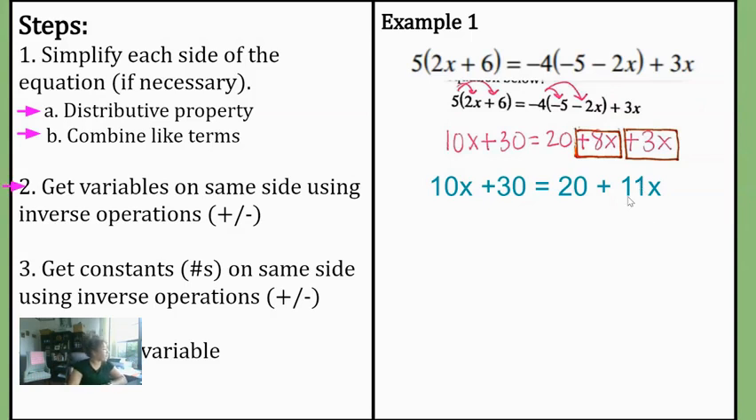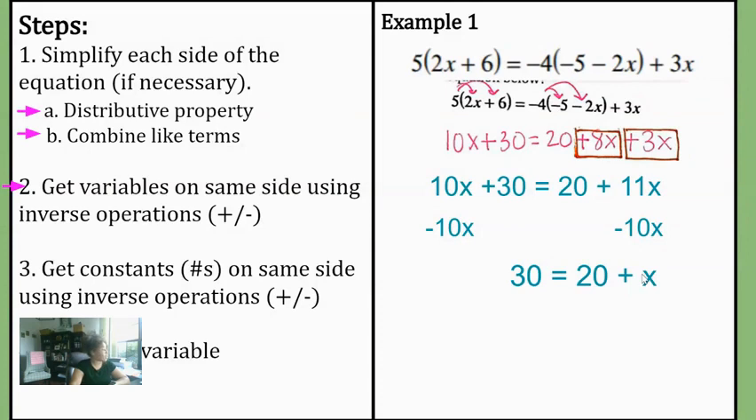After that, you're going to get the variables on the same side. So now that we have two variables on two different sides, we're going to move it to one side. To do that, I'm going to subtract 10x from both sides. Okay? And I'm going to move it to the other side. That will allow me to cancel this out, and then I will have 30 equals 20 plus x.